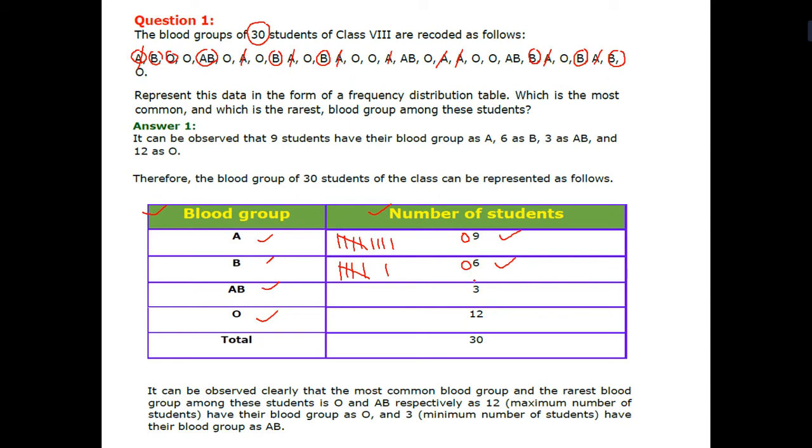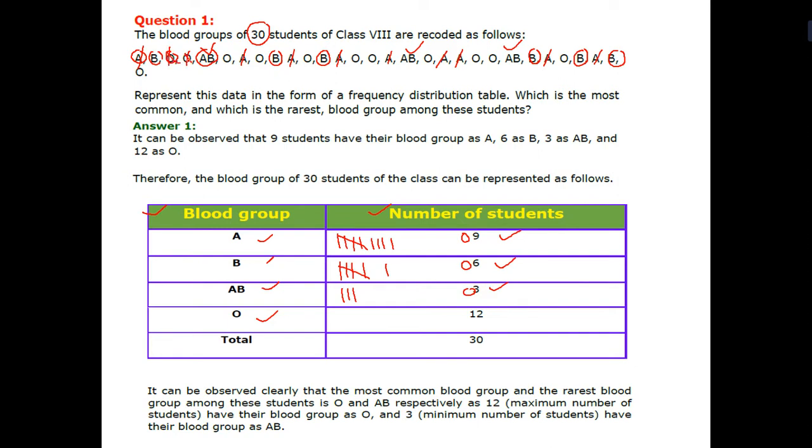For calculating, the work can be made easy. Now AB is there. So 1 AB, 2 AB, 3 AB. So 1, 2 and 3. So 3 AB. Afterward O.